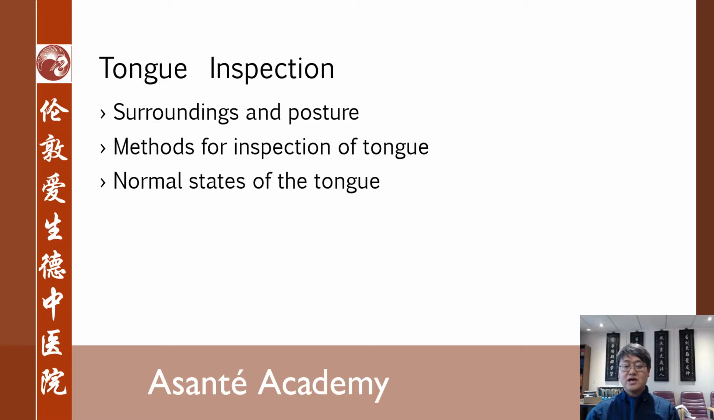So now let us talk about how to do the tongue inspection. There are three parts to it. We are going to talk today about surroundings and posture, the method for inspection of the tongue, and the normal state of the tongue.